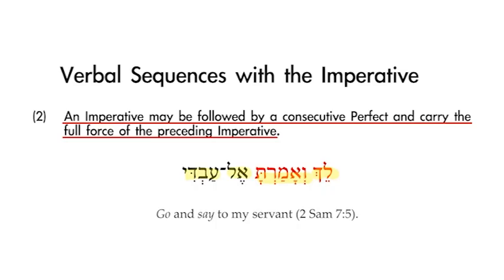Here you have the imperative verb followed by the perfect 2ms with vav consecutive. When the imperative verb is followed by a second person consecutive perfect, that consecutive perfect will take on the full force of the imperative. It's like you have two imperatives in a row. So go and say to my servant. That's the second verbal sequence with the imperative. The imperative followed by the consecutive perfect.